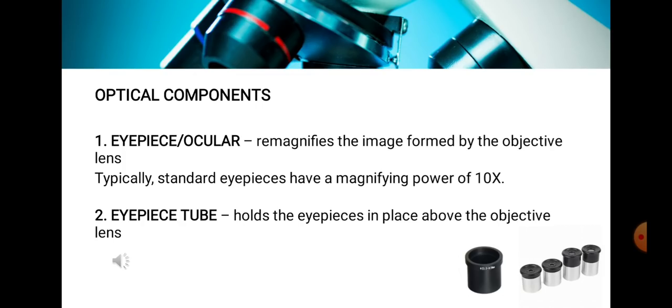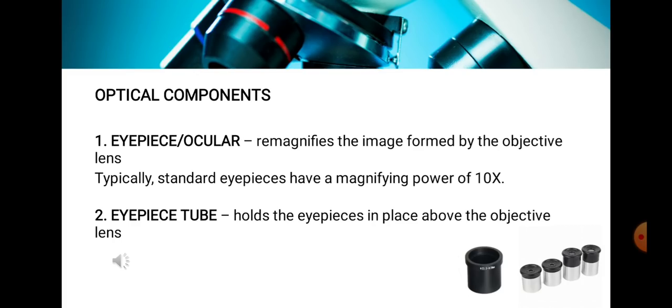Now let's proceed to the optical components of our microscope. We have the eyepiece or ocular. The eyepieces are the lenses at the top that the viewer looks through, and they are usually 10 times or 15 times. It remagnifies the image formed by the objective lens. Typically, the standard eyepieces have a magnifying power of 10 times.